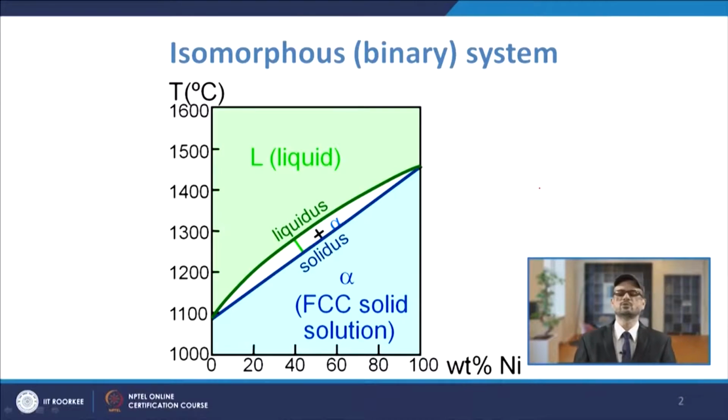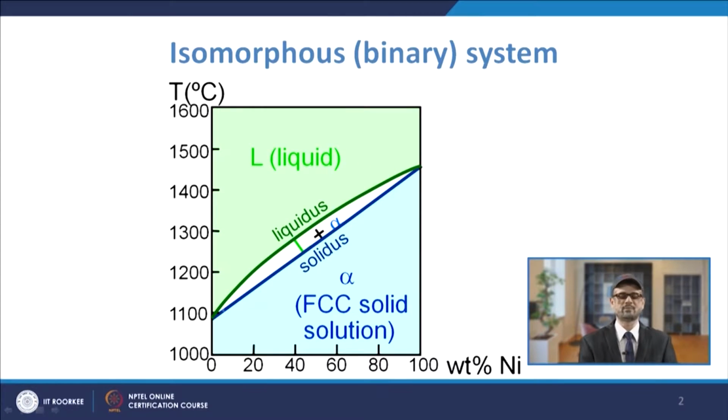So, coming to the first case, that is of the isomorphous system, and this is the copper nickel system. We have already seen in our earlier lectures that an isomorphous binary system is the one where you have complete liquid as well as solid solubility.